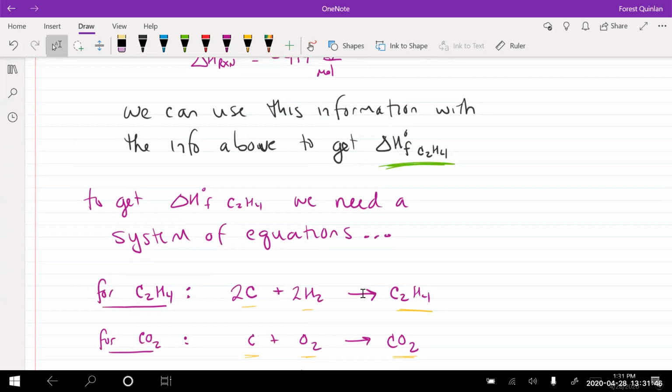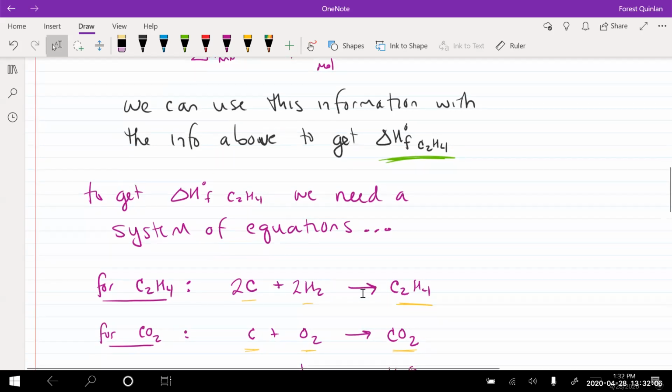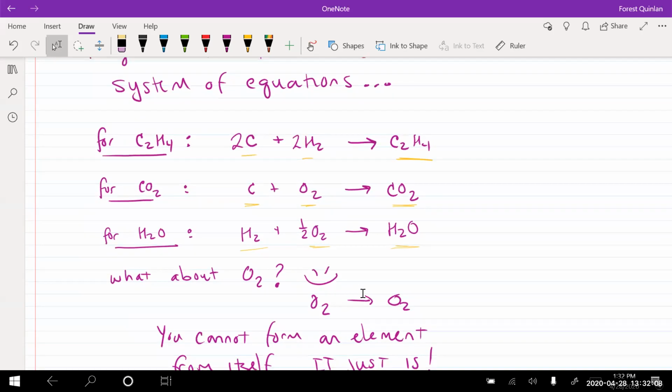Now, the question was, is there a way to actually figure out how much energy is just in the C2H4? How much energy would be in forming that from its elements? And I said, all we need to do is get a system of equations, and those systems must take into account that the parts would sum to the whole. So let's presume we can get ethylene from carbon and hydrogen, carbon dioxide from carbon and oxygen, and water from hydrogen and oxygen.